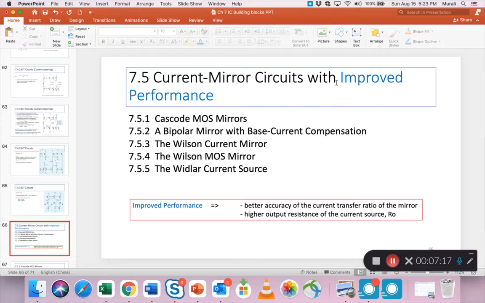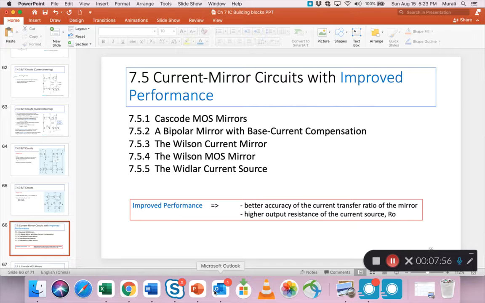So we have seen the current mirror circuits, the current steering business. Apparently you can improve these slightly, right? And there are 5 ways that you can improve this method slightly. Improved performance meaning what? More accuracy of the current transfer ratio of the mirror, right? So we know for BJTs, for example, because of the variation of beta, and even for MOS devices, we are dependent on the threshold voltage VT, which sometimes can vary. So better accuracy of the current transfer ratio or the current gain is something we are always concerned about, and also higher output resistance of the current source RO.